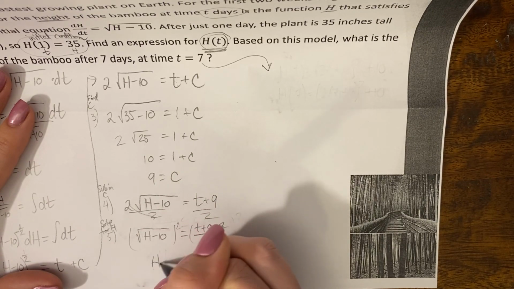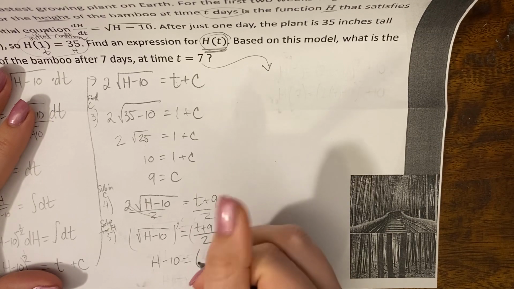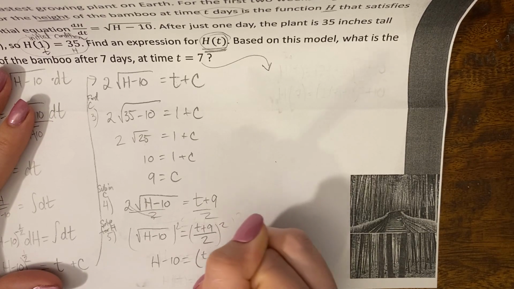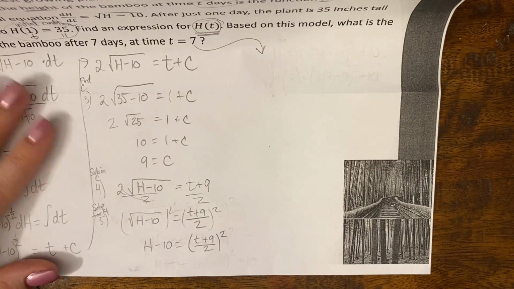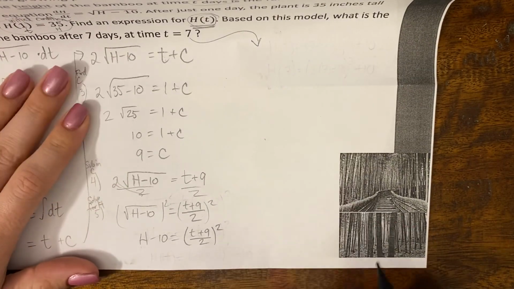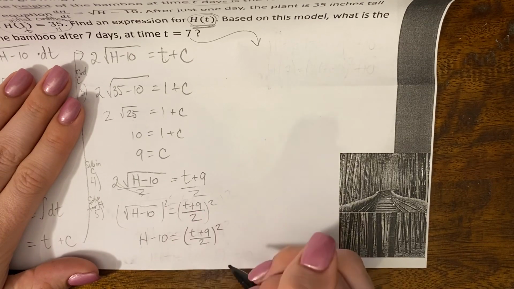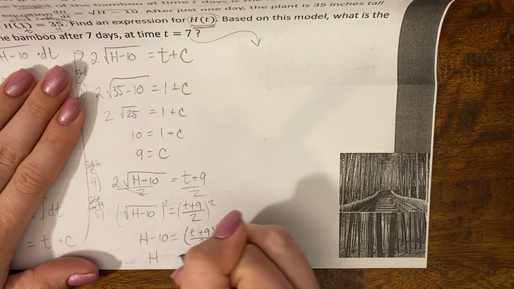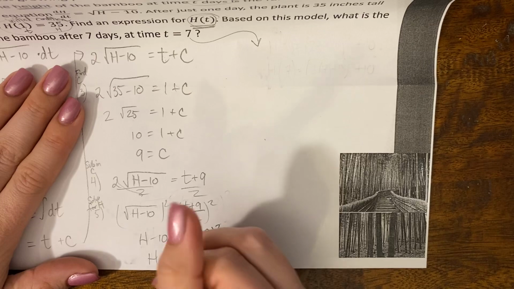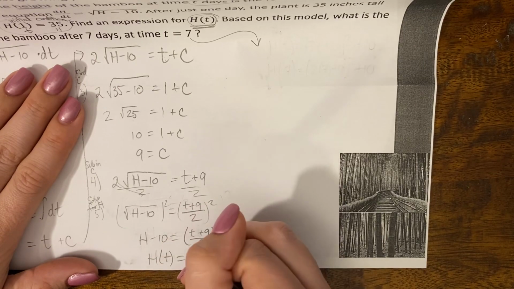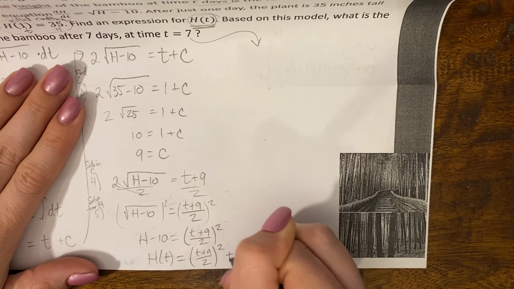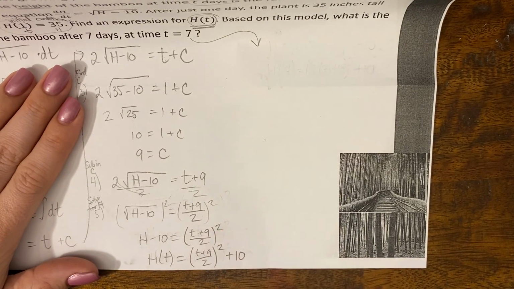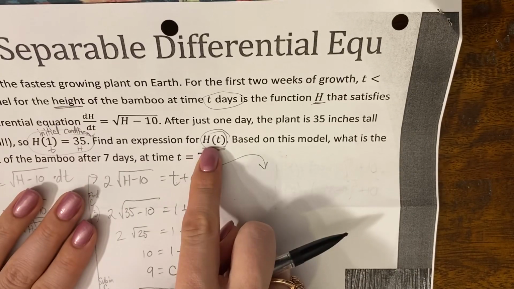So I get h minus 10 equals, again, I can just keep all this together. No reason to FOIL it out, just double distribute, I would just leave it like that. There's no incentive not to. And then I have h equals, it's asking for h of t, so at this point, I'm just going to write it nice, h of t. So I have t plus 9 over 2 squared plus 10. All right, and that's the answer to my first question. Find an expression for h of t.